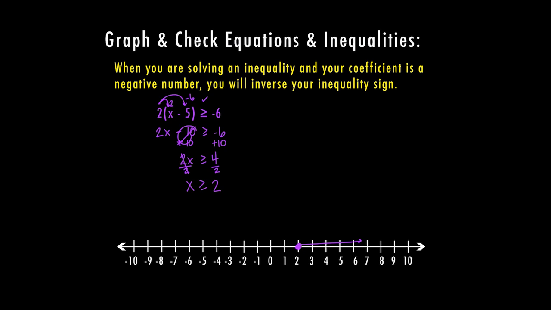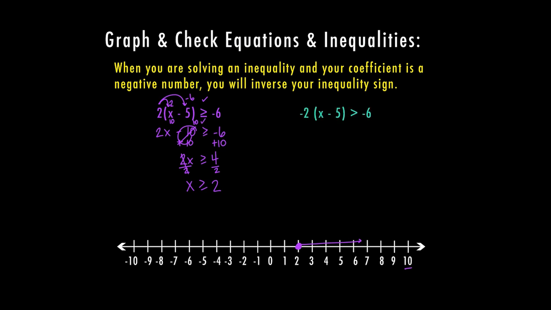Now I need to try out another number greater than 2 to see if that's going to work. I'm just going to go with 10, nice round number. 10 minus 5 is 5. 5 times 2 is 10. And I know that the number 10 is greater than negative 6. So that works as well.